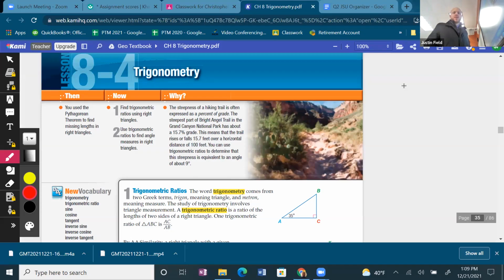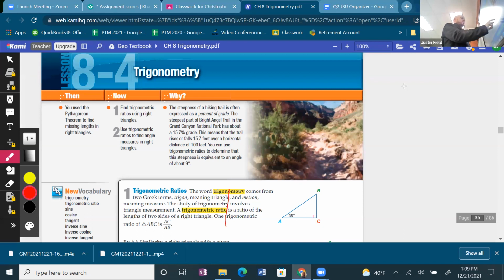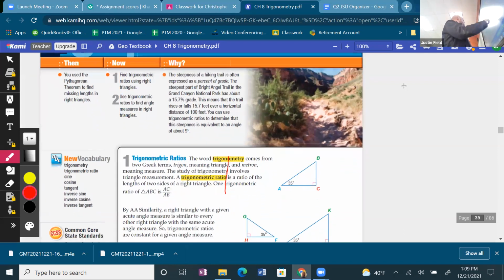All right, here it is. The big kahuna, trigonometry. Okay, we're going to talk about trigonometric ratios.